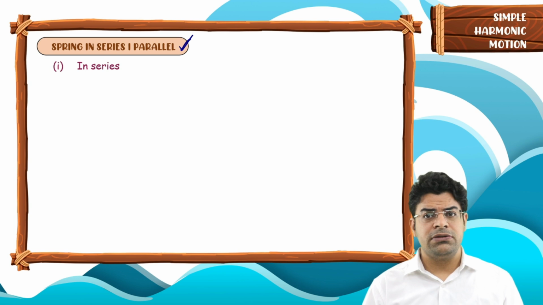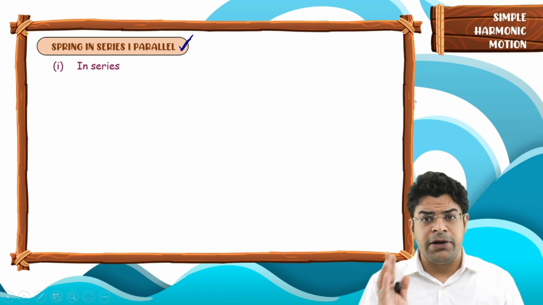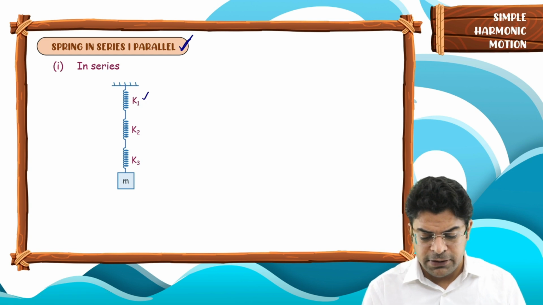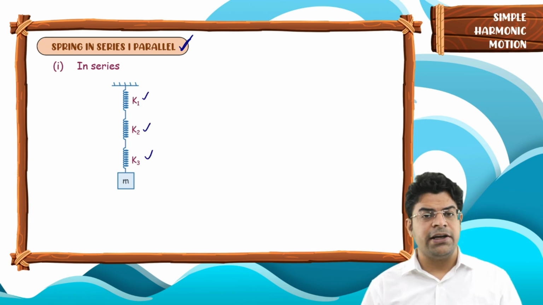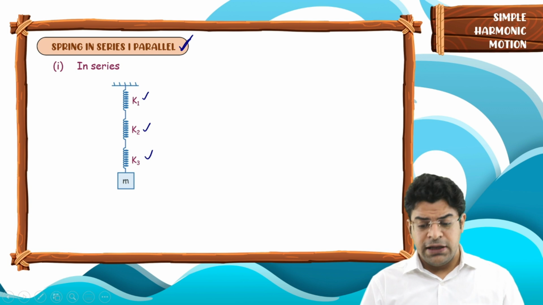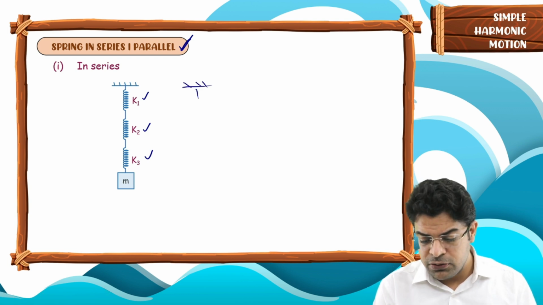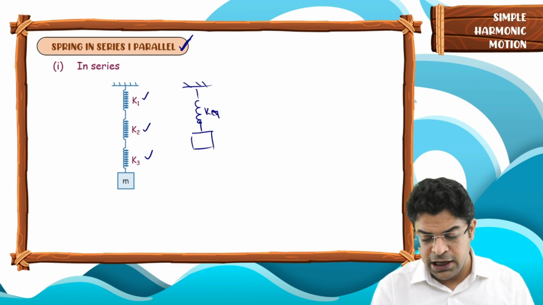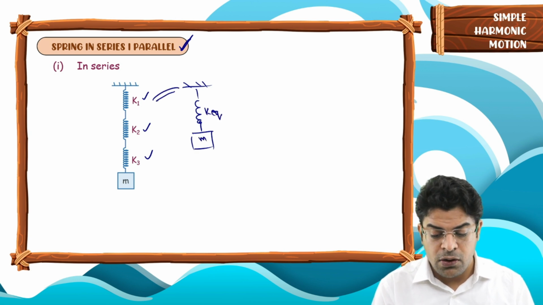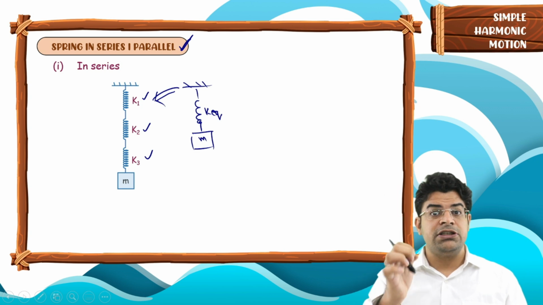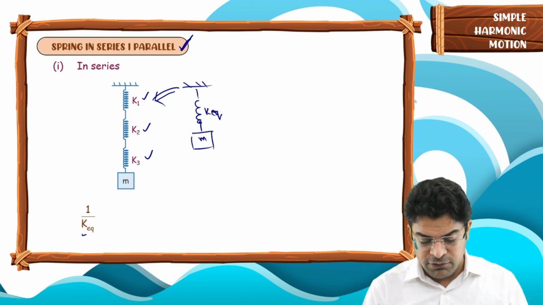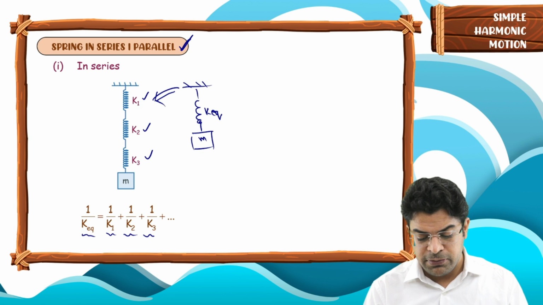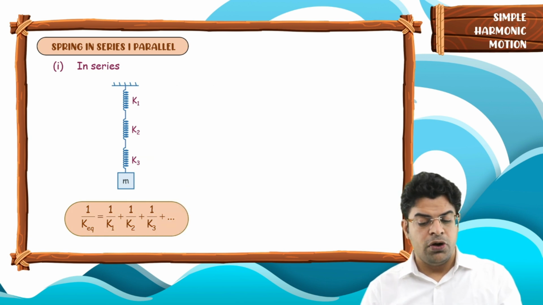If you have got springs connected in series and parallel, then what to do? So first we will talk about springs in series. If you have got multiple springs of spring constant k1, k2 and k3 connected in series, then replacing all these springs, you can place a single spring of, let's say, some spring constant k equivalent, which will be equivalent to the whole system of these three springs connected in series. And we will say that 1 upon k equivalent equals 1 by k1 plus 1 by k2 plus 1 by k3 and so on.